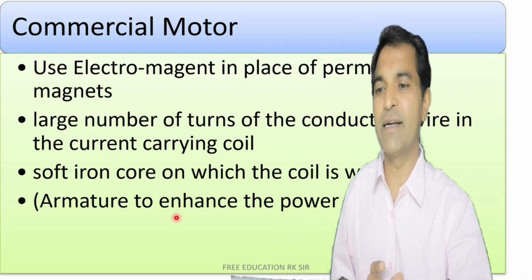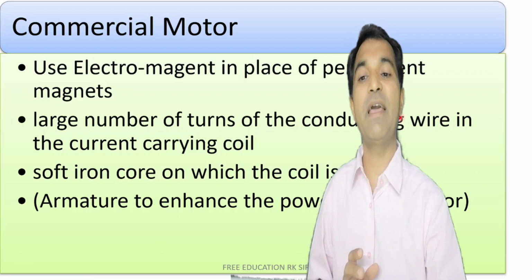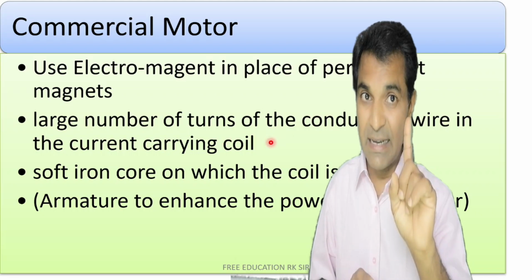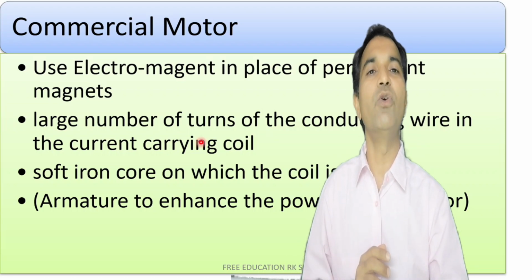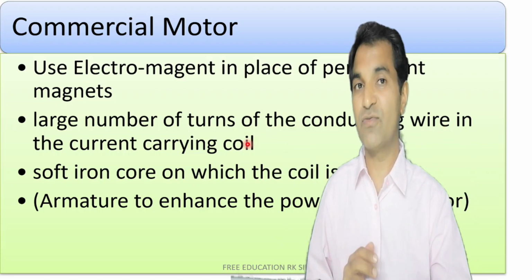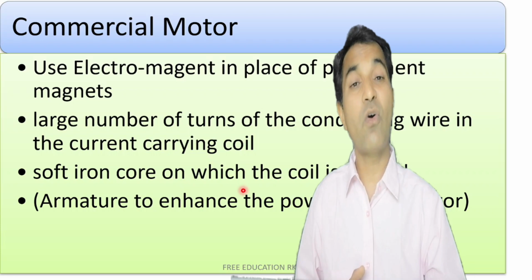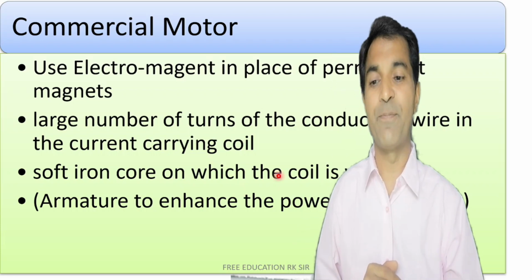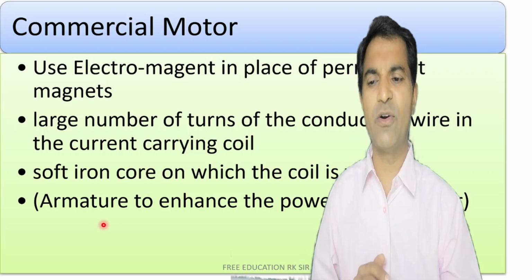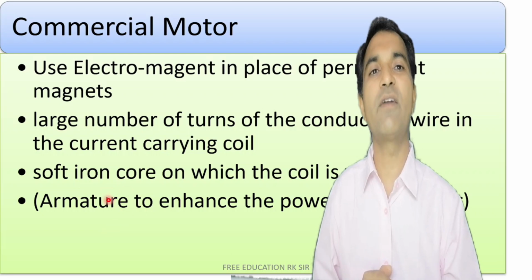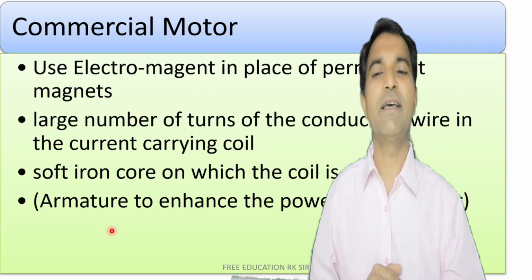To rotate the conductor, a large number of turns of the conducting wire are used in place of the current carrying coil. Instead of a single turn, we are keeping a large number of turns. Why? So that a huge amount of force will be produced, so that it will give more force. Soft iron on which the coil is wound is known as the armature. So what is armature? Armature is nothing but a soft iron core on which certain coils are wound, and due to this soft iron core, the power of the motor gets increased.